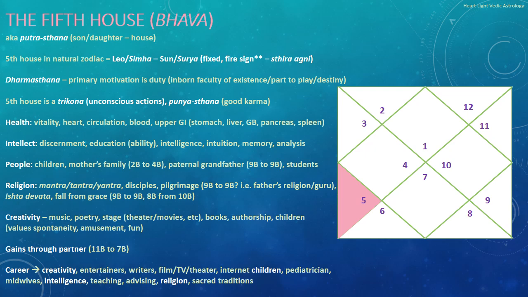big categories of creativity, children, intelligence, religion, the things that we've talked about. And then, more specifically, things like from the creative side, entertainers, writers, film, TV, theater. From children, pediatricians, midwives, or people who create children-related products. Intelligence, so teaching, advising, especially because when we integrate all of these, when we integrate stage with children with intelligence, then we get teaching and advising.